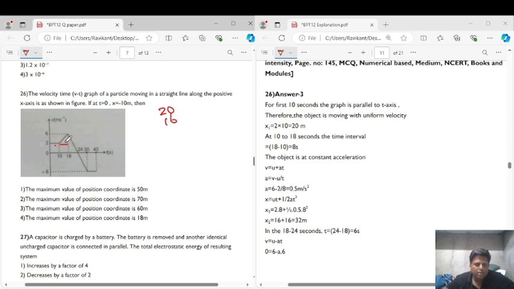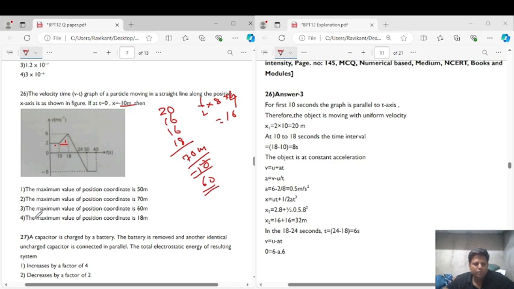Now for this triangle, base as 8 and height as 4, so it will be equals to half into base into height, which is 16. So again plus 16, right? And then for the fourth triangle, base is 6, height is 6. So 6 6 are 36 and 36 by 2 is 18. So this will give you equals to 70 meter, right? But initially it is at minus 10. So we'll subtract 10 out of it, we'll get 60. So the maximum positional coordinate is 60 meters.